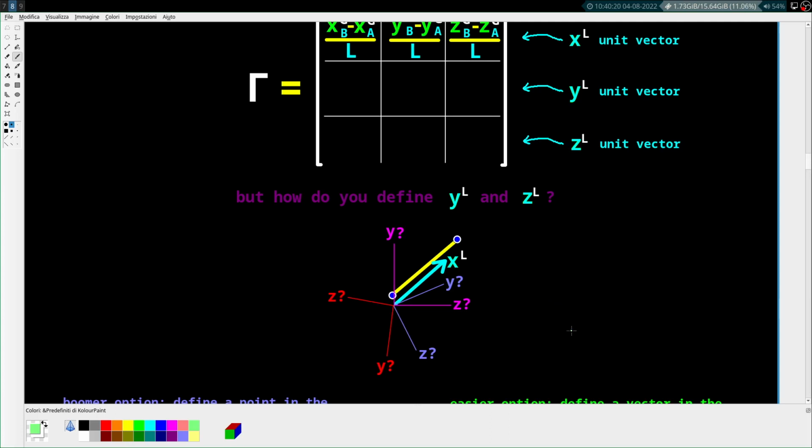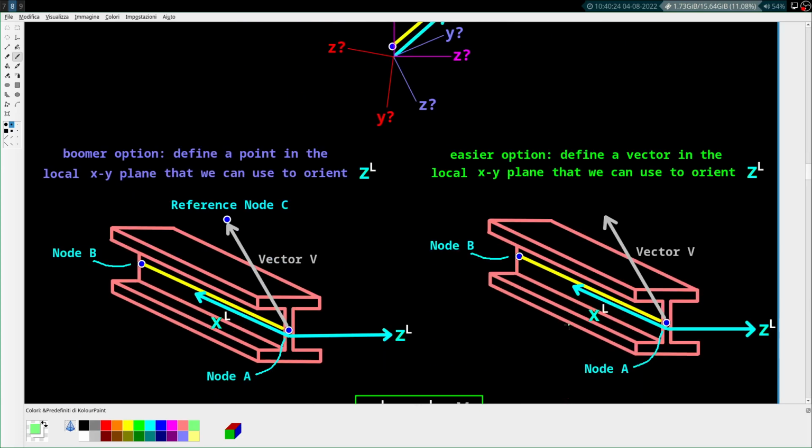The way that you pick is arbitrary, but there are a couple of options. And again, it matters which way is y and z. Usually, for an I-beam, this structure is much stiffer bending in this direction than it is bending in this direction.